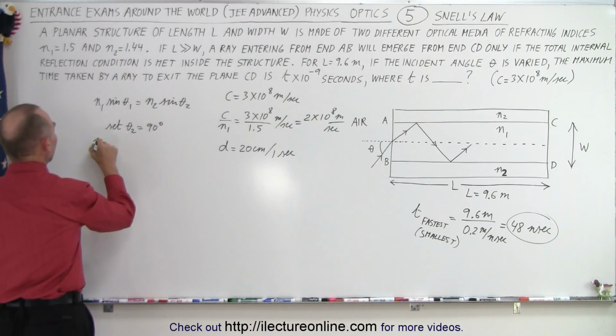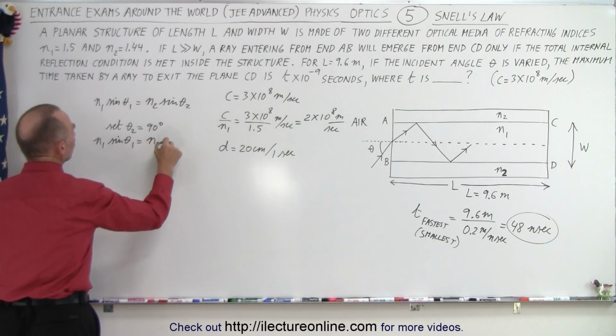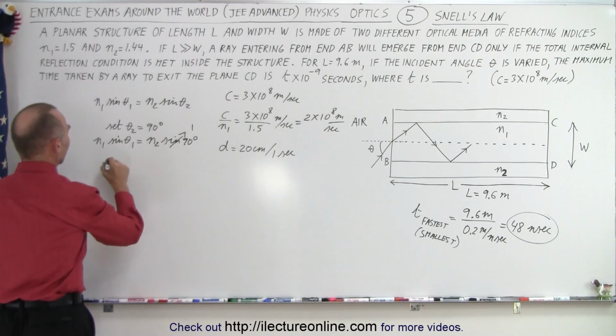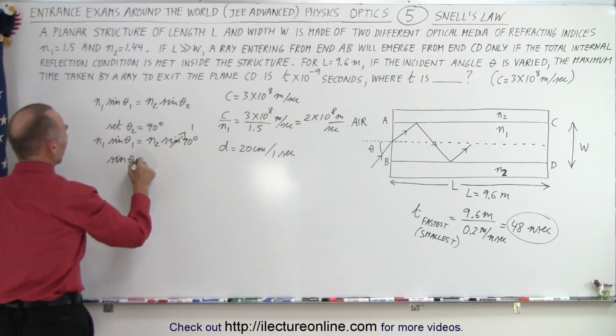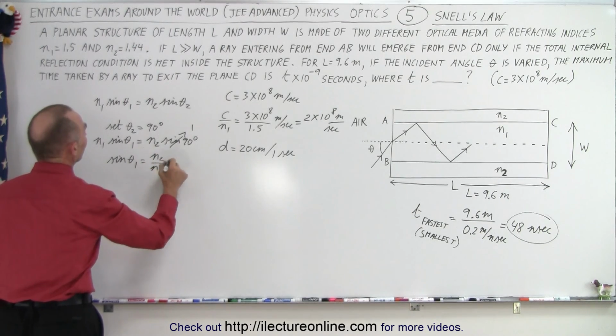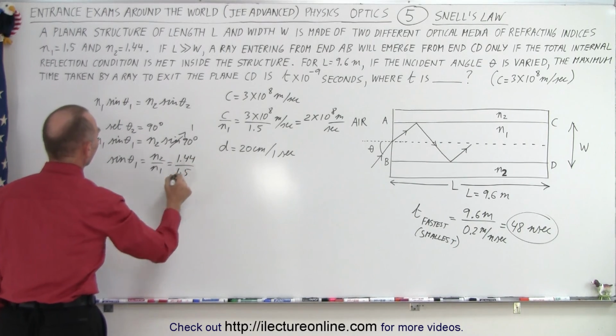So we have N1 sine of theta 1 equals N2 sine of 90 degrees, which is equal to 1. So we get sine of theta 1 is equal to N2 divided by N1. In this case, N2 is 1.44, N1 is 1.5.